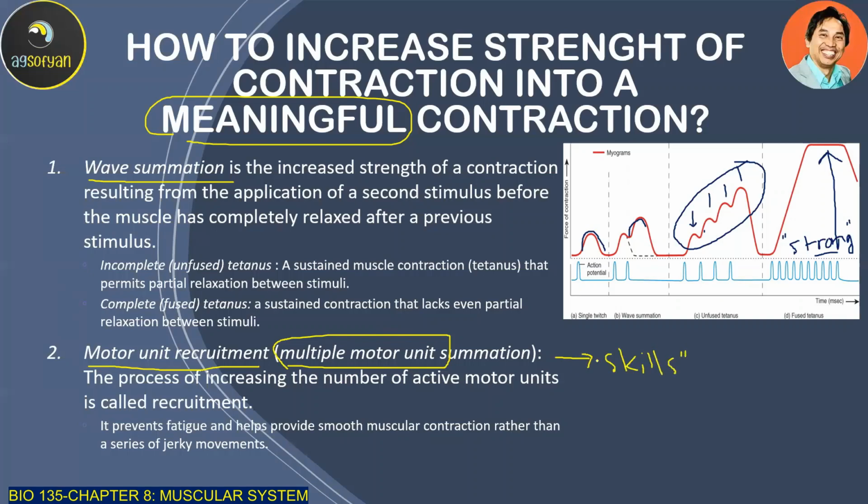For example, when we move our finger or our hand to do something, there are actually many motor units that work together to contract several muscles, coordinating the muscles to give us meaningful and skillful movement. Okay, so this is what we call motor unit recruitment.